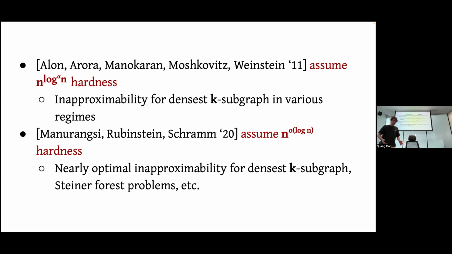And more recently, Manurangsi and co-authors actually assumed that the sum of squares algorithm is basically optimal. They said that no n to the little o of log n algorithm should be able to solve the problem. And from this, they were able to derive nearly optimal results for densest subgraph problems and also for problems related to Steiner forests.